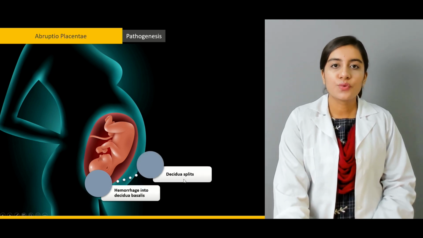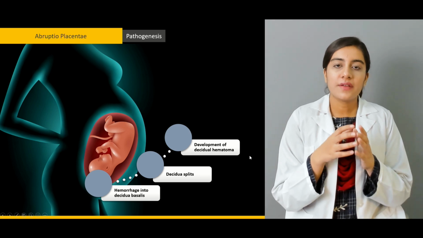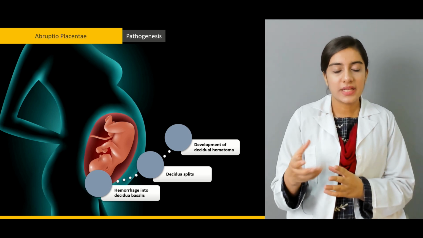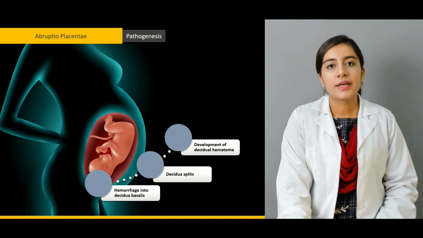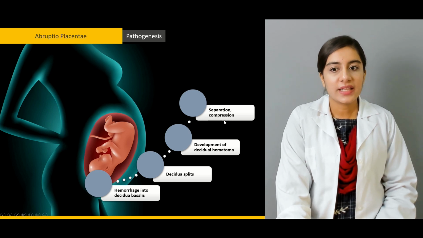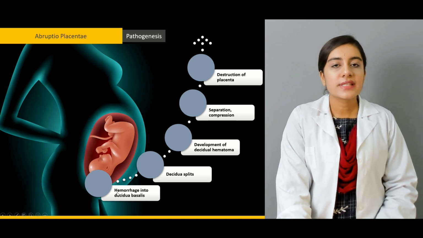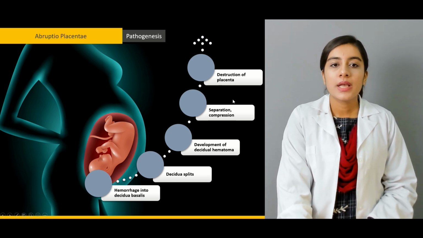Then there is decidual split, leading to development of the decidual hematoma. The blood clot that we have seen in the previous slide is present along the decidua basalis layer, and hence the hematoma that is formed there is known as decidual hematoma. Then there is separation, then compression, and then destruction of the placenta. So the whole process starts from the hemorrhage and ends up with the destruction of the placenta.